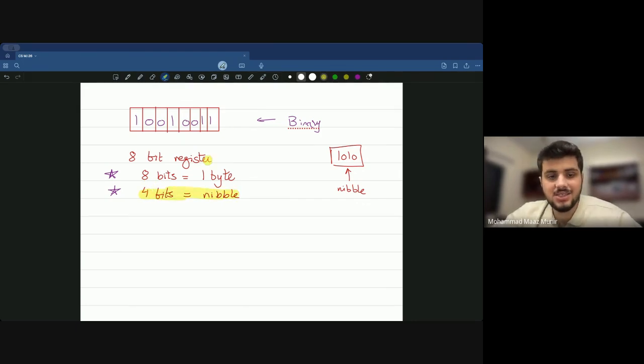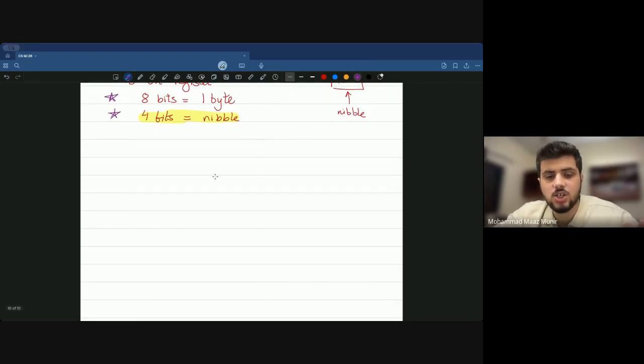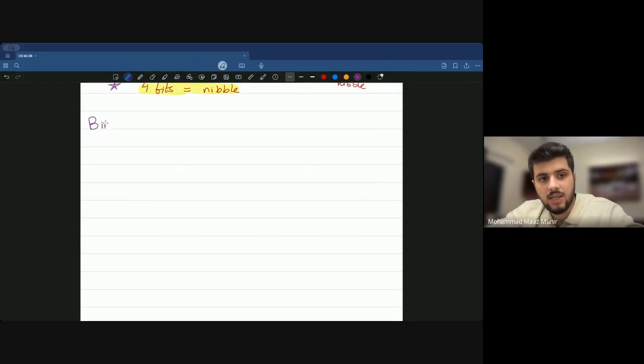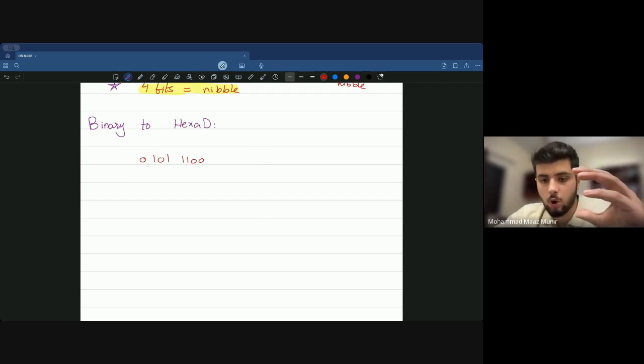This is really important, because if I have a specific binary value, there is a very clear-cut shortcut to converting from binary to hexadecimal. Did I write it somewhere? No, right? So let's write it. If I have to convert from binary to hexadecimal, just understand that hexad basically means hexadecimal. So if I have a value like 01011100, how will I be converting this into hexadecimal? There's a set of steps which you all need to follow.